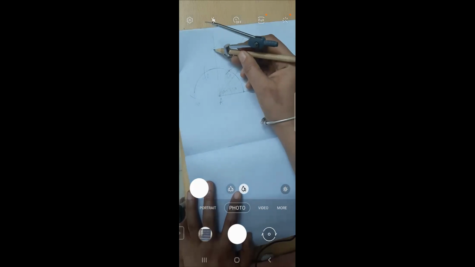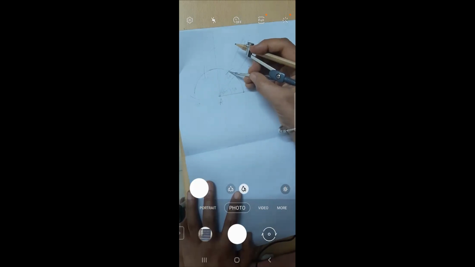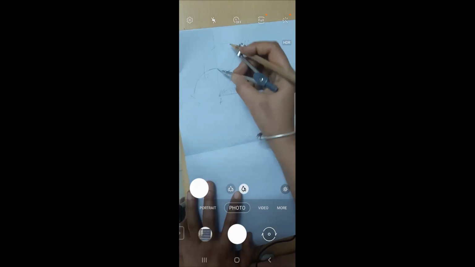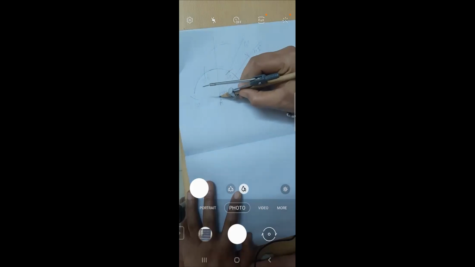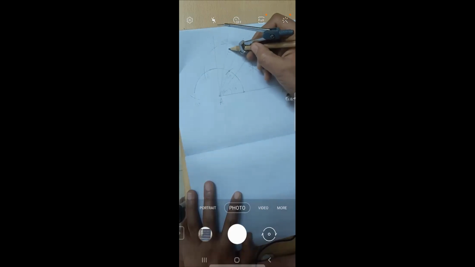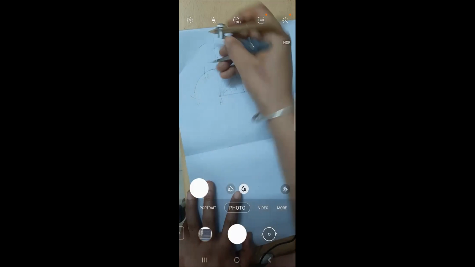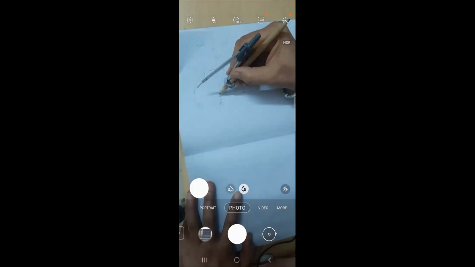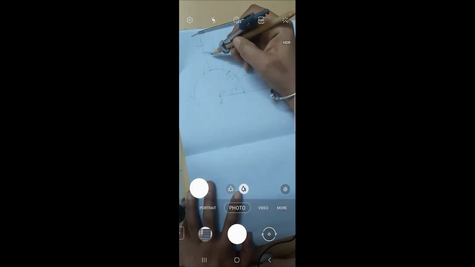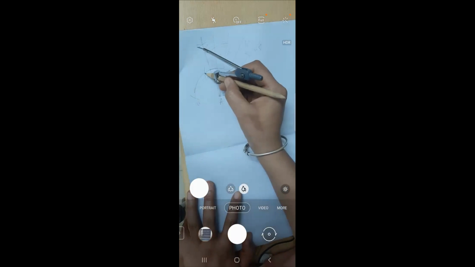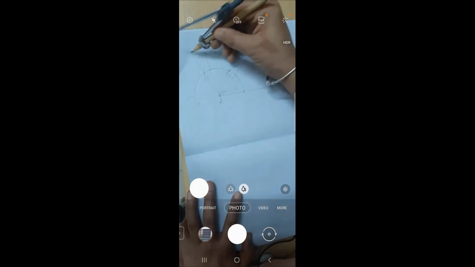Now between 60 and 90, you can draw 75 also. Cut arcs from 60 and 90, draw a line, and you will get 75. This is 90. Now the midpoint of 90 and 120: draw arcs and join this line. This line will represent the 105 angle. Now this line will represent 120.